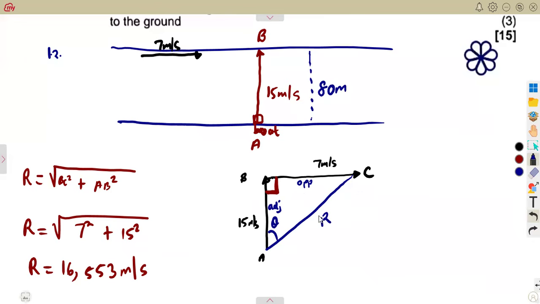If you use the resultant, this is 16, not 15. This is not 15. So you cannot use arcsine, because this is not where our R is. Our R in this case is 16,5. If you are to use this one, yes, not 15. 15 is this velocity that is going up.